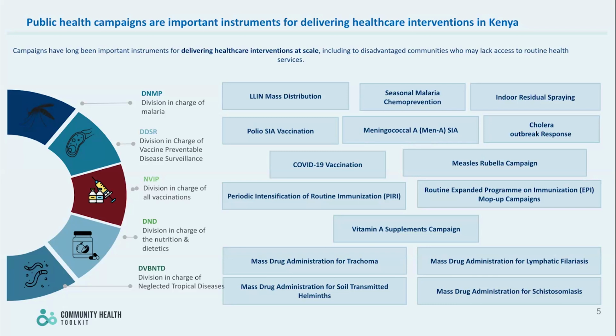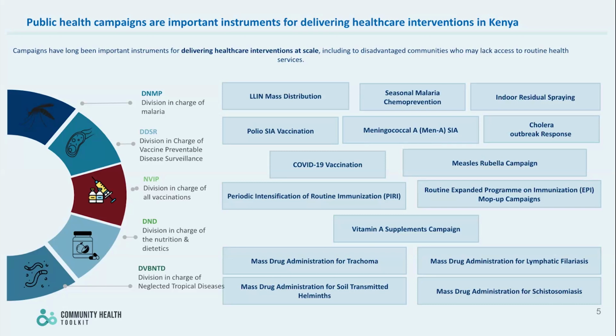And lastly, one of the other key programs is the Division of Neglected Tropical Diseases. And this I know is not familiar to many team members, with diseases such as trachoma, soil-transmitted helminths, otherwise known as intestinal worms, lymphatic filariasis, commonly known as elephantiasis, or schistosomiasis, which is commonly known as bilharzia.